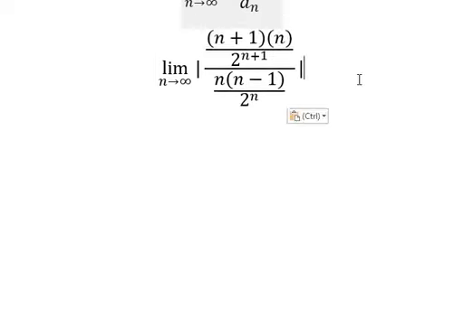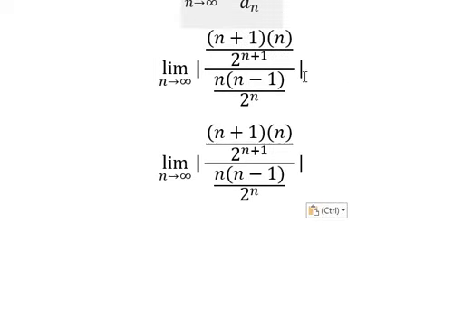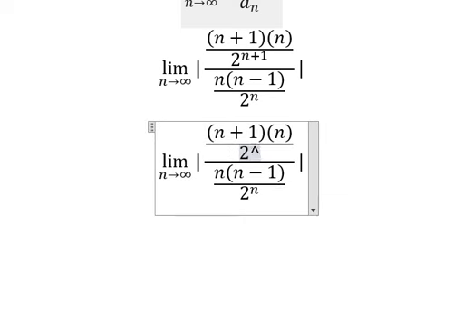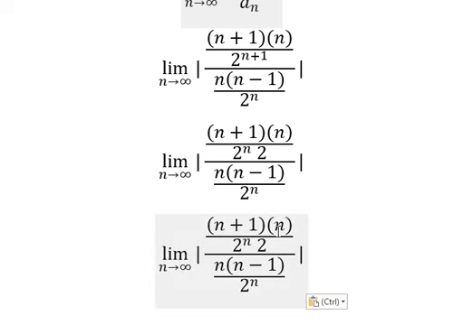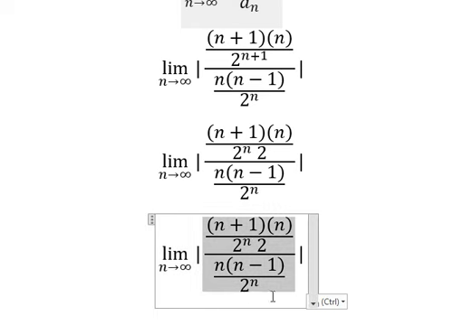Next, we need to know that this one is 2 to the power of n multiplied by number 2. So n and n we simplified, 2 to the power of n we simplified, and now we have like this.